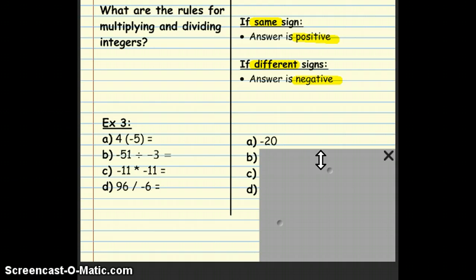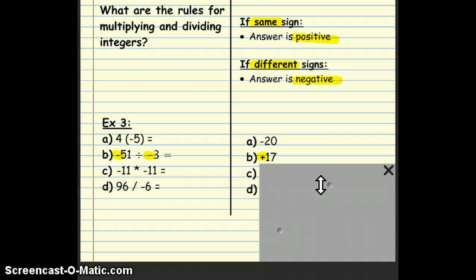Letter B has the problem negative 51 divided by negative 3. Go ahead and divide 51 by 3. You might have to work this one out on scratch paper. Remember, we're not using our calculators today. 51 divided by 3 is 17. And the answer is going to be positive because they have the same sign, negative and negative, and if the signs are the same, the answer is always positive. So a negative divided by a negative is a positive 17. You don't have to write the positive, I was just putting that there to make a point.